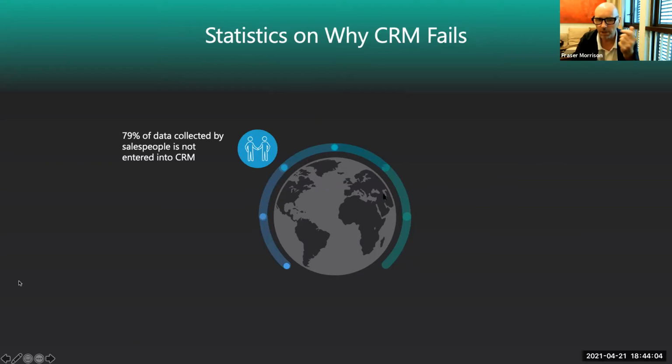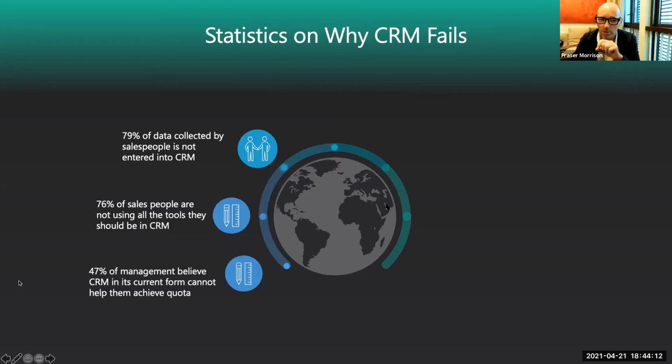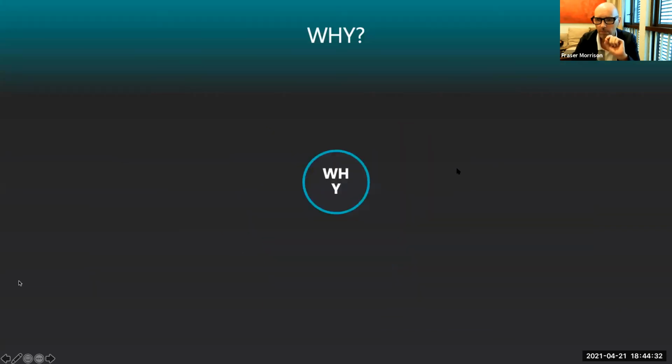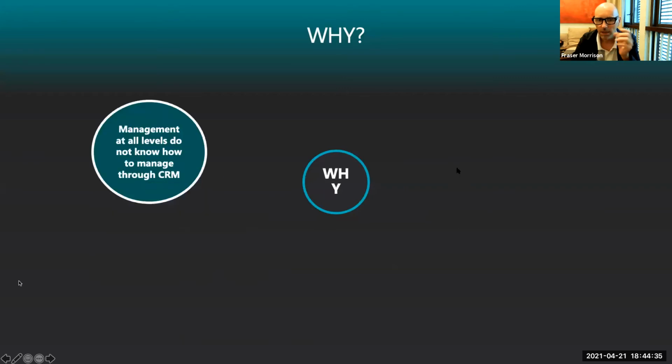And 79% of data collected by salespeople doesn't go into CRM. Which is staggering. 76% of salespeople are not using all the tools. 47% of management believe CRM in its current form cannot help them achieve quota. 85% do not believe that CRM is easy to use. 26% believe it's difficult to use. And management only spend 13% of the time optimizing their software. So why is it like this?